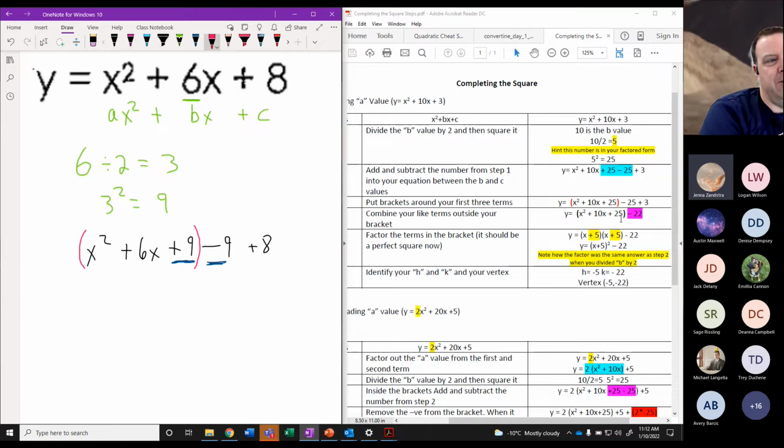We put brackets around our first 3 terms, here and here. We combine our outside terms.